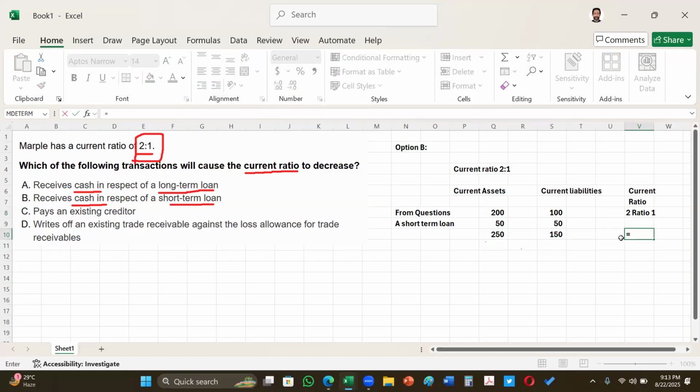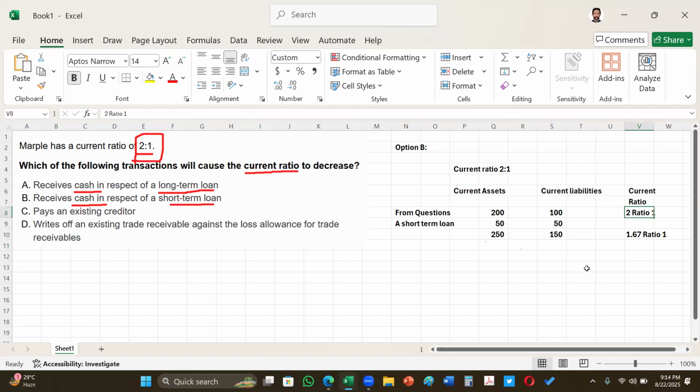So if I just take 250 divided by 150, the answer is 1.67. Okay, so now we would say it is 1.67 ratio 1. So what does this mean? That with taking out a short-term loan, the current ratio has actually decreased.